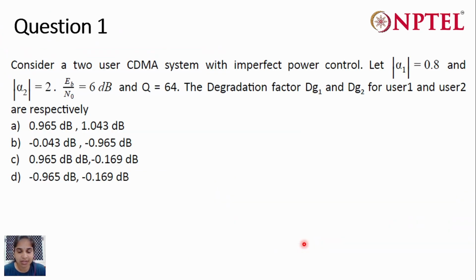Consider a two-user CDMA system with imperfect power control. Let mod of alpha 1 equal to 0.8, mod of alpha 2 equal to 2. Eb by N naught is 6 dB and Q is 64. What are the degradation factors for user 1 and user 2? In week 11's lectures, you would have dealt with multi-user CDMA systems and about degradation factors.